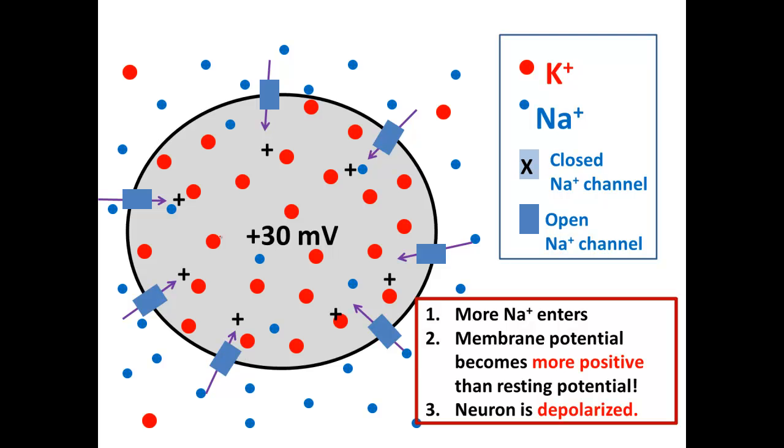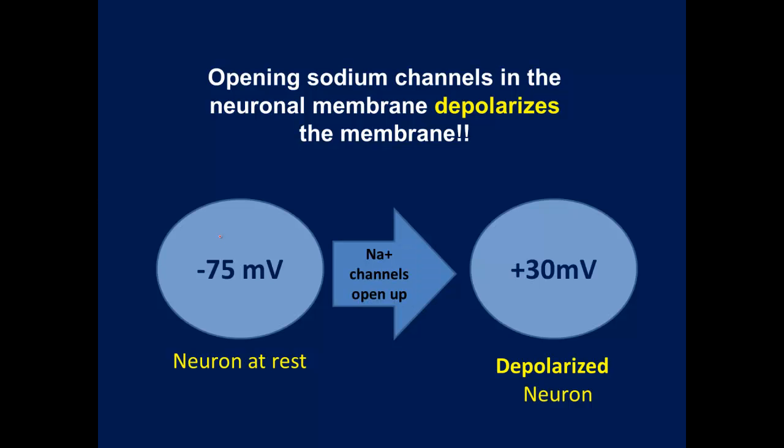And in this case, we say that the neuron is depolarized. So the take-home message from that section is that if you open up sodium channels in the neuronal membrane, you're going to depolarize that membrane. You're going to drive up the membrane potential, and you're going to make it more positive relative to the resting membrane potential.